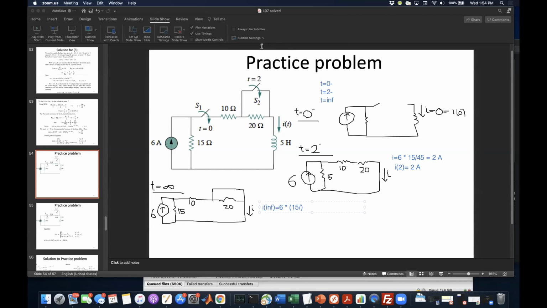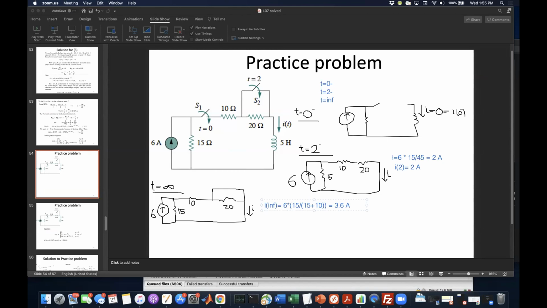Yes, 3.6 amps is correct. It will be, I is equal to 6 times 15 over 15 plus 10. So that's 60% of 6, which is 3.6 amps.